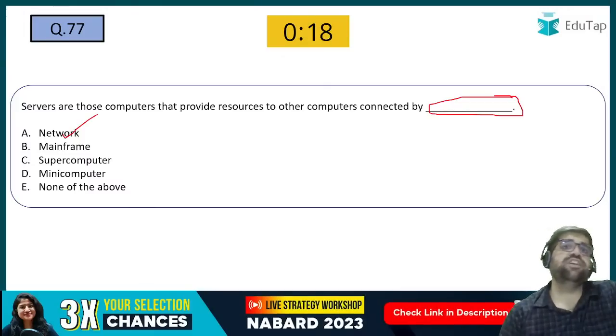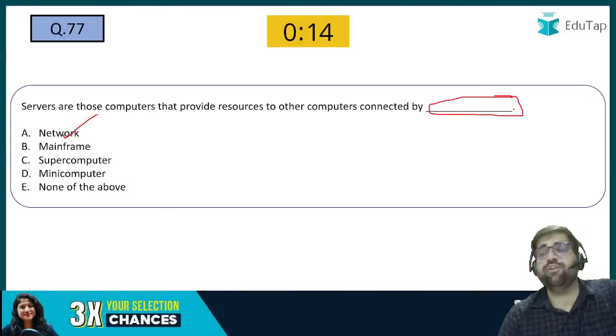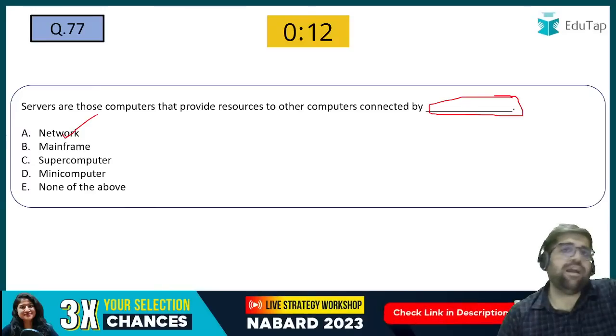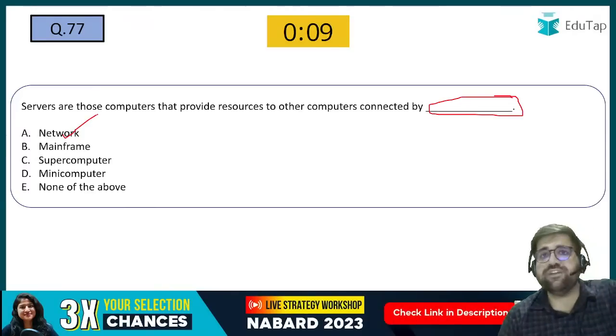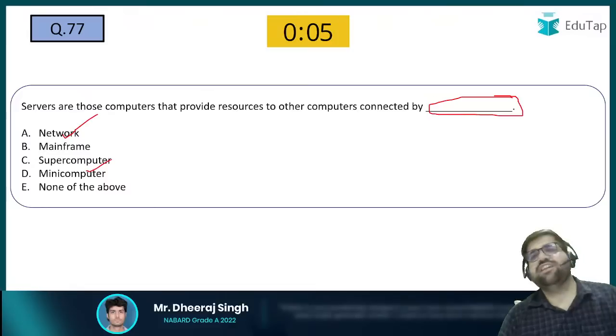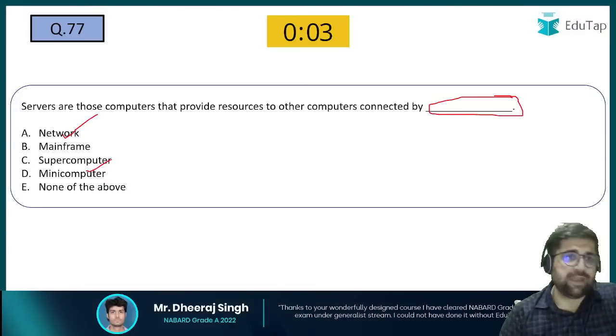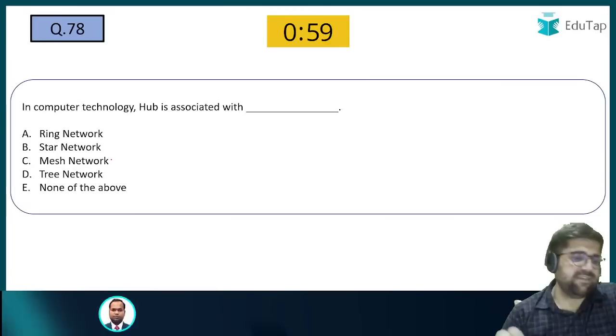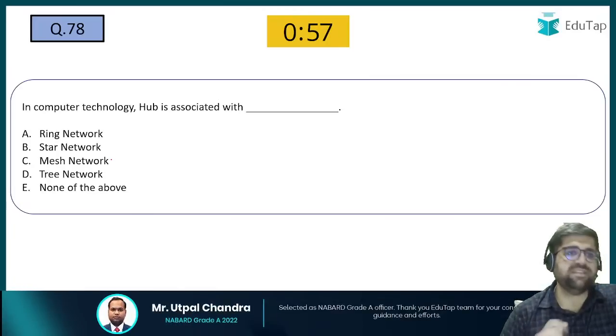Supercomputers are those computers which are used for solving high mathematical problems. They are used for, you know, climate forecasting, they are also used for astrophysics kind of thing. Mini computer, again, you can say those computers which are small in size, is simple. Okay, so here the answer will be option A, network. Question number 78.